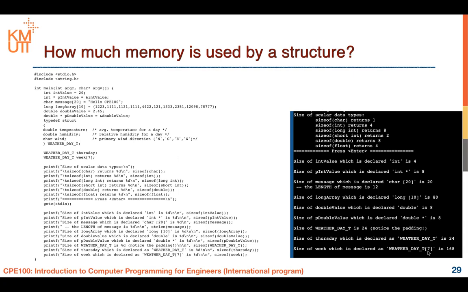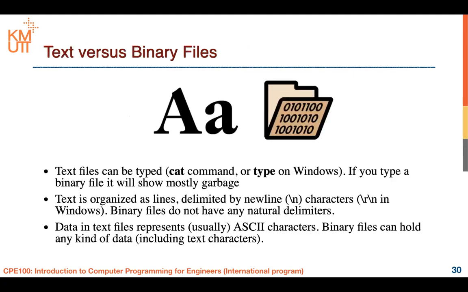So if you have an array of seven weather day T, you need 168 bytes for this. If you are not sure about the size of the data structure or the primitive data type, you may have to use sizeof to check the correctness of the size.